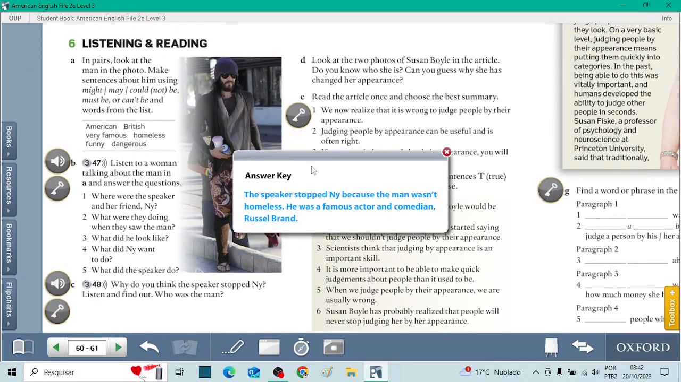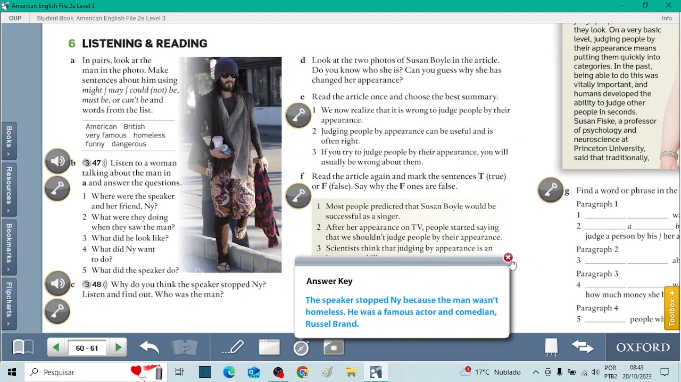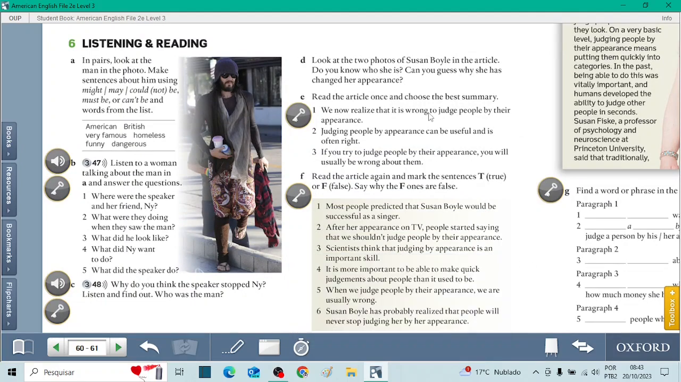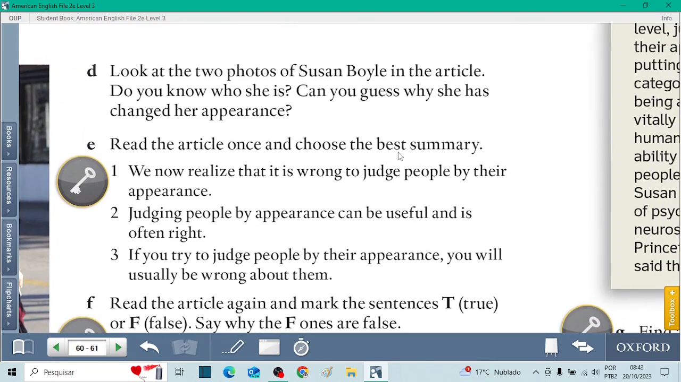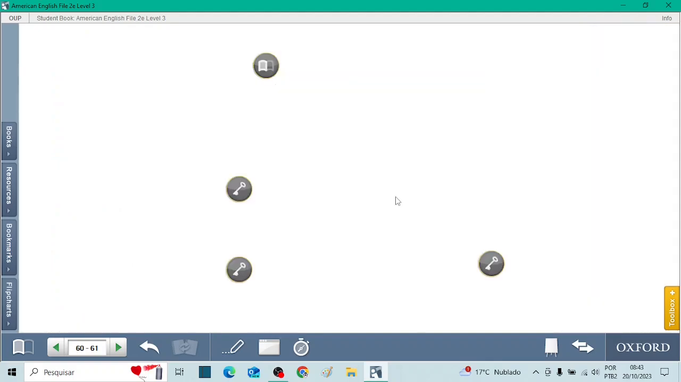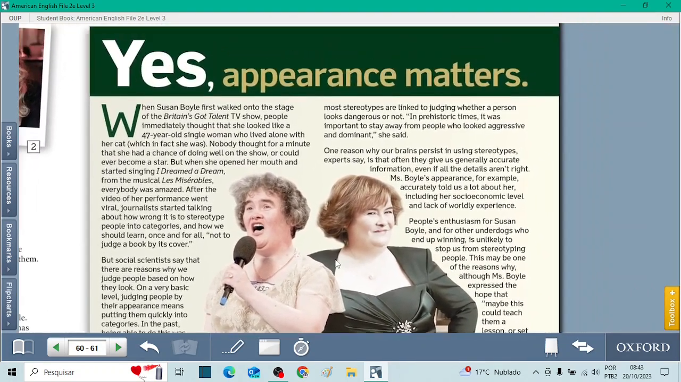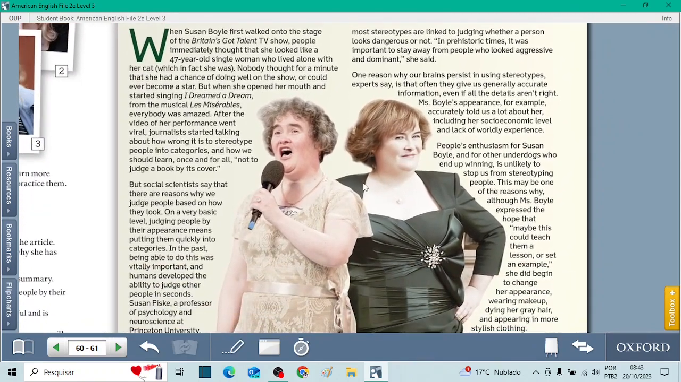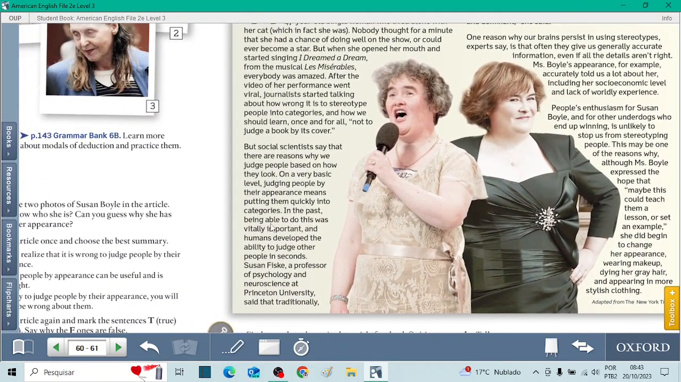Let's check your answers. Great. In letter D now, look at the photos of Susan Boyle in the article. Do you know who she is? Can you guess why she has changed her appearance? So this is the article. And we are going to read about her now, okay?